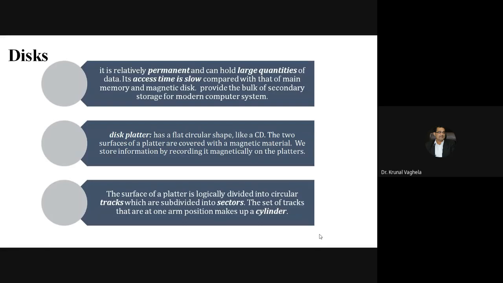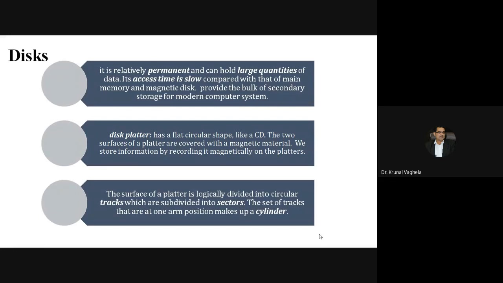So let's talk about disk. It is relatively permanent and can hold larger quantities of data. I need not go into the detail of what a hard disk is, because you all know what a hard disk is and why we are using it. It is for permanent storage of data, right? Its access time is slow compared to main memory. You will all agree that the access time of the hard disk is slower than main memory. Magnetic disks provide the bulk of secondary storage for modern computer systems. Yes, it's a secondary storage.